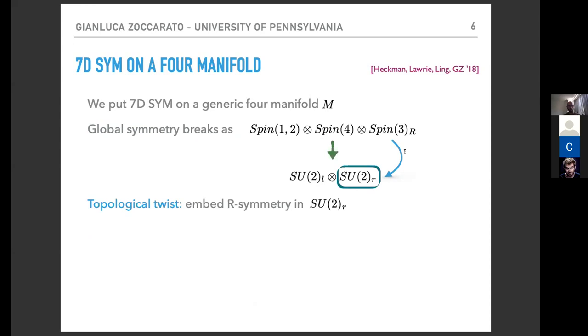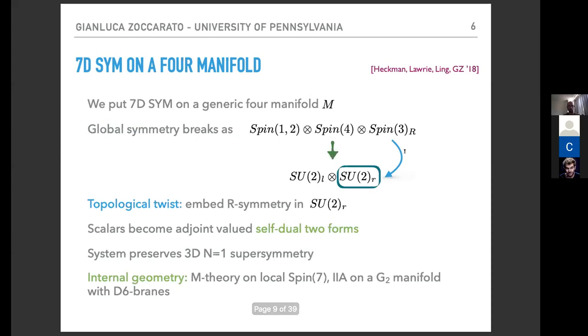After you do this, the scalars will no longer be scalars, but they will transform as self-dual two-forms that take values in the adjoint representation of the gauge group. The system preserves 3D N=1 supersymmetry. What happens to the internal geometry after you do this is that you get M theory on a local spin(7) manifold. This is basically a fibration on an ADE singularity over the four-manifold M that we considered. Its weak coupling limit is basically type IIA on a G2 manifold with these D6 branes.